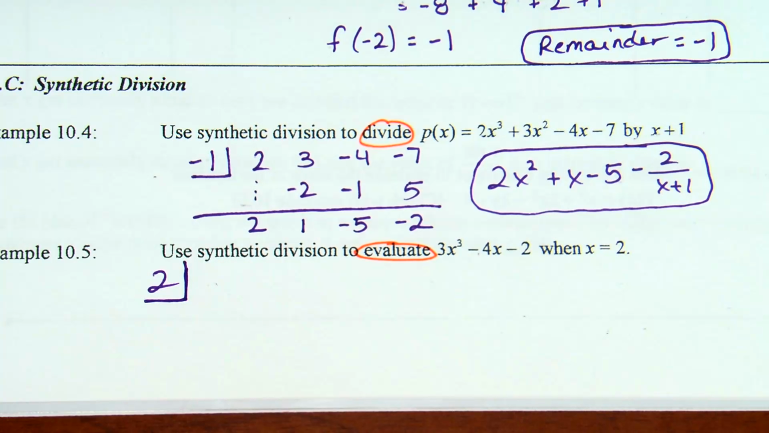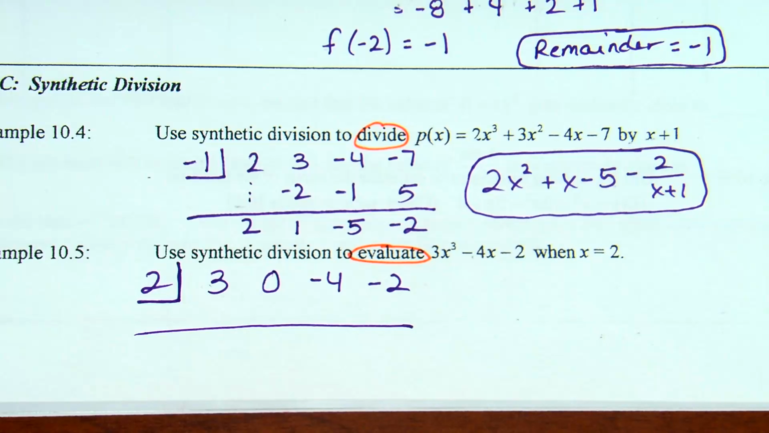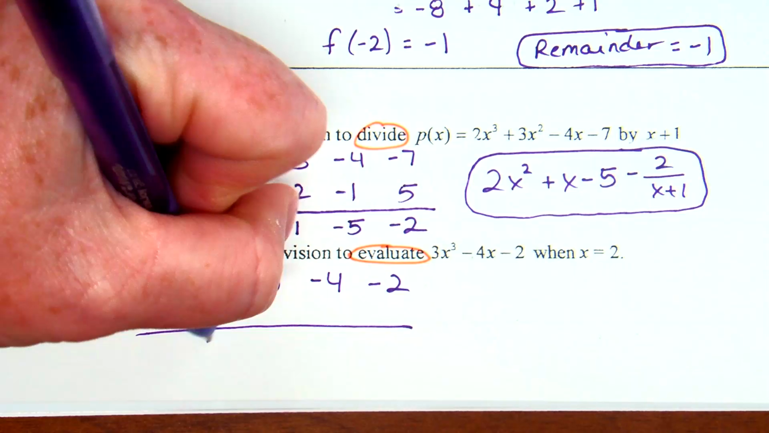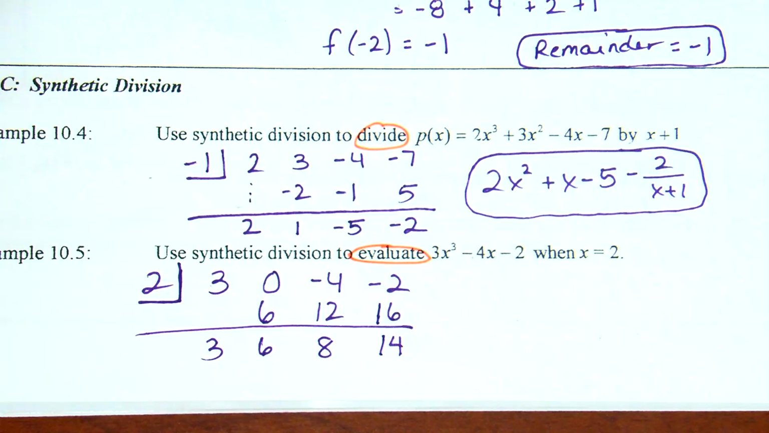What goes next to the 2? 3. We need a 0 because we're missing x squared. Negative 4, negative 2. I'm assuming you're going to ask questions if you have them, right? Okay. Drop the 3. 2 times 3 is 6. 0 plus 6 is 6. 2 times 6 is 12. Negative 4 plus 12 is 8. 2 times 8 is 16. Negative 2 plus 16 is 14.